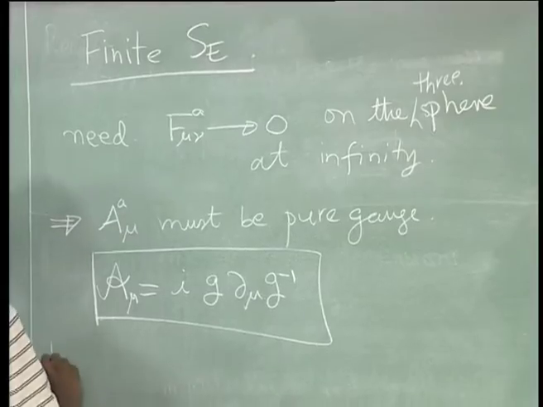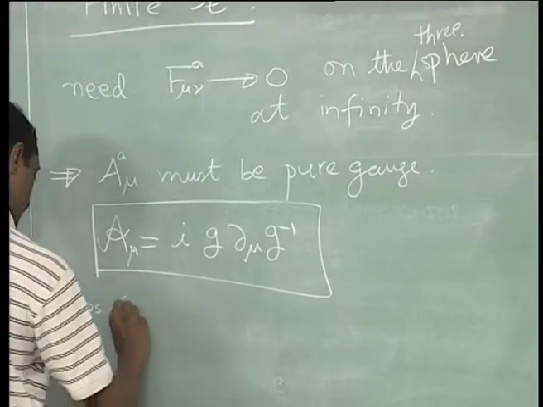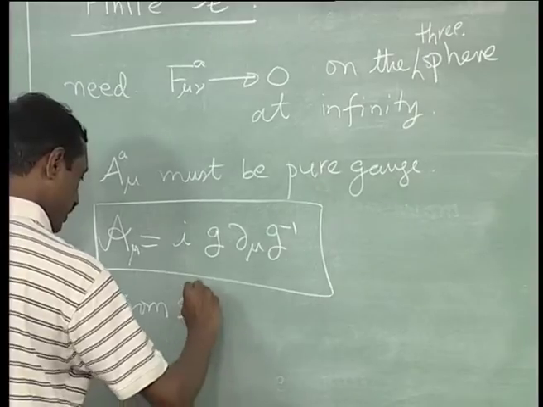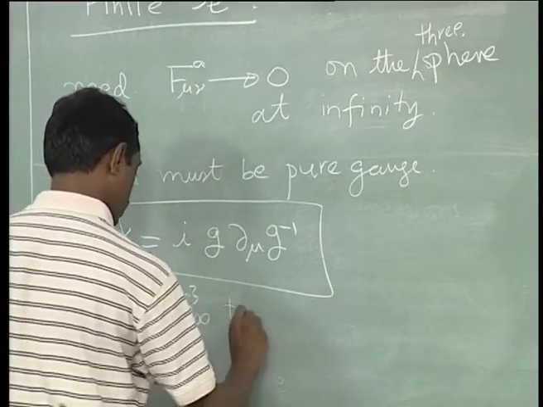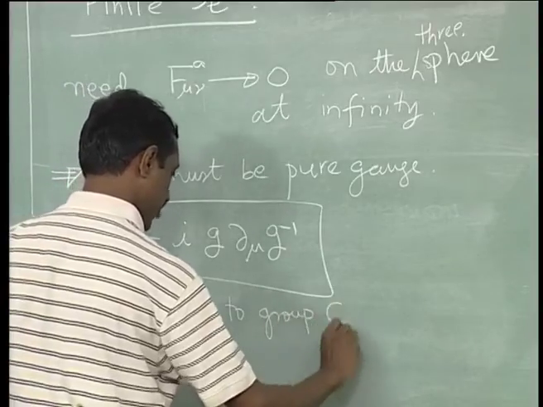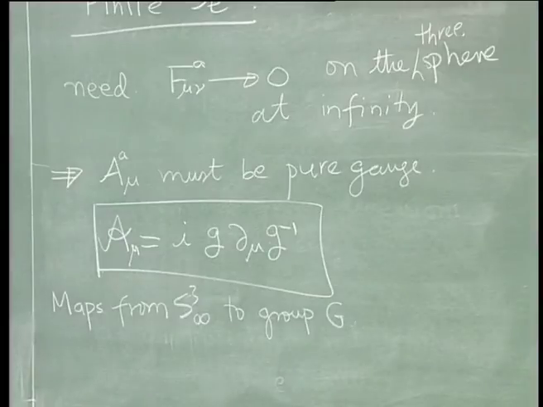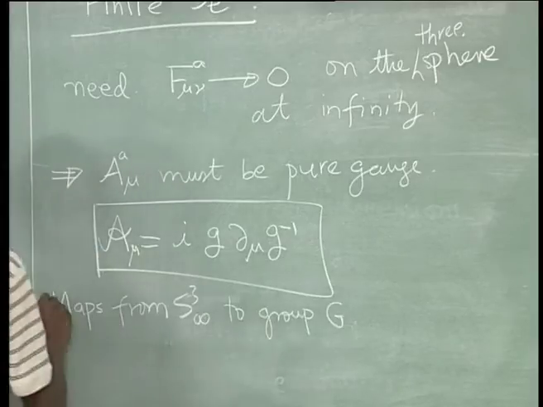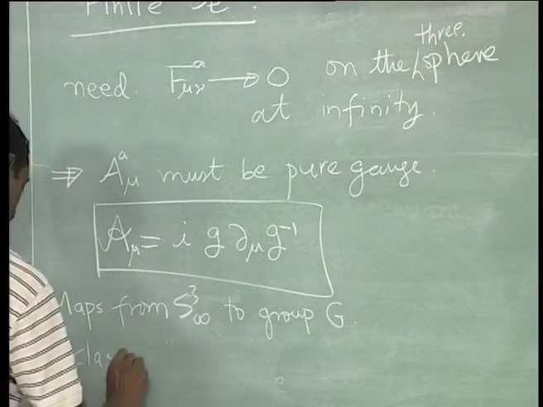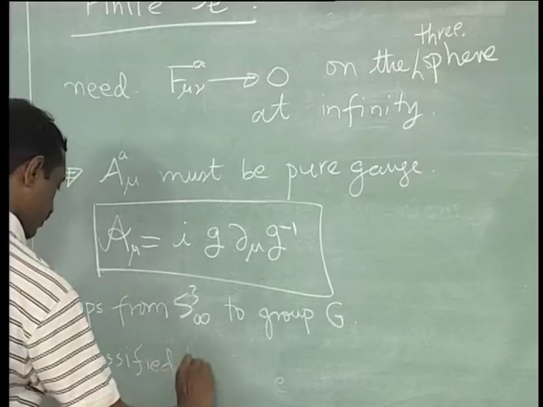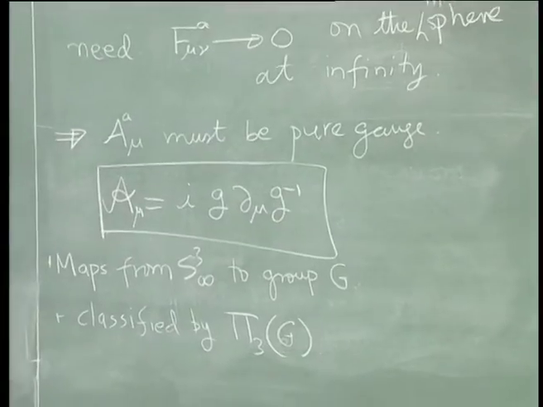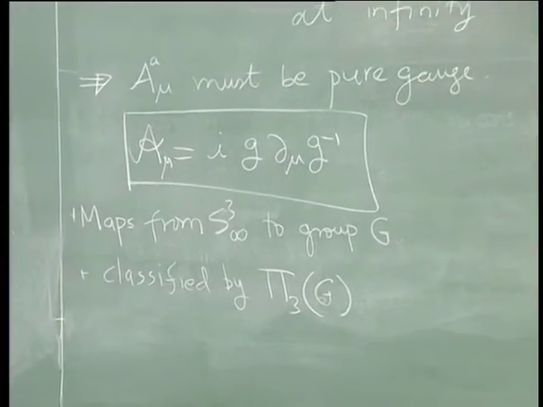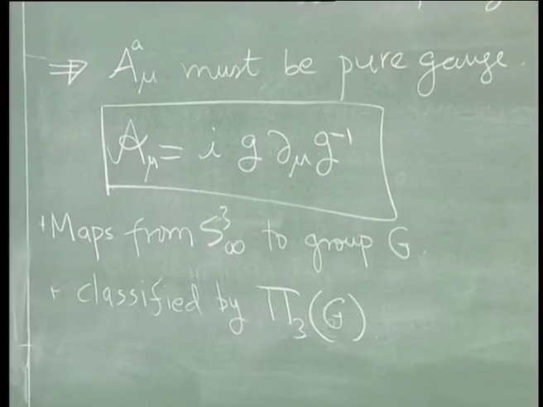we have to study maps from spatial S3, let us call it S3 at infinity, to the group G, because this U is a group element. And this is classified by pi_3 of the group G. So somebody has to come and compute this, or we have to see what this looks like.